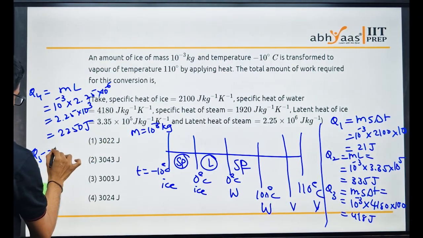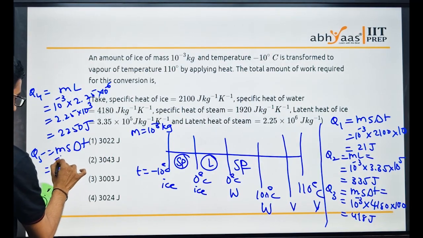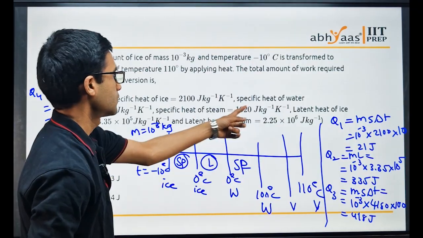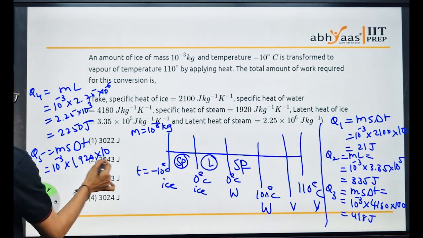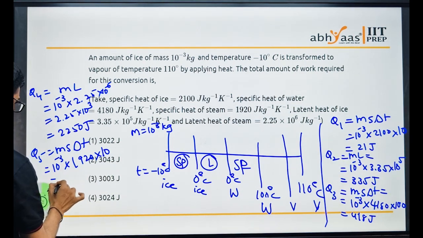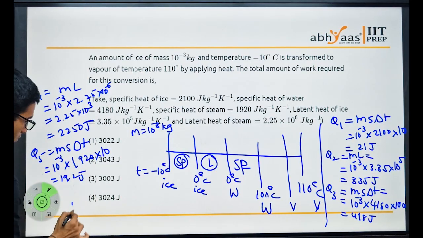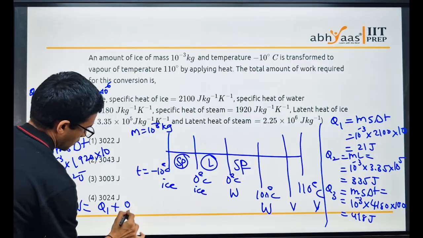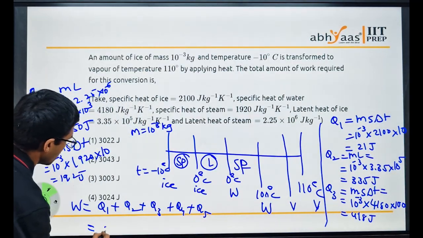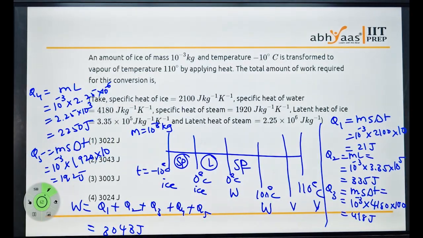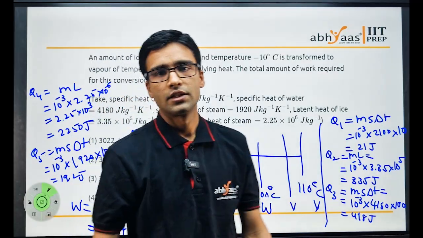Again Q5 is m s delta T, because it is only a change in temperature for the steam. 10 power minus 3 into the specific heat of steam, 1920, into the temperature increase of 10. So 0.1 into that is 19.2. If you add all of them, Q1, Q2, Q3, Q4, Q5, you will get 3043. So you will get the answer. This is the answer.